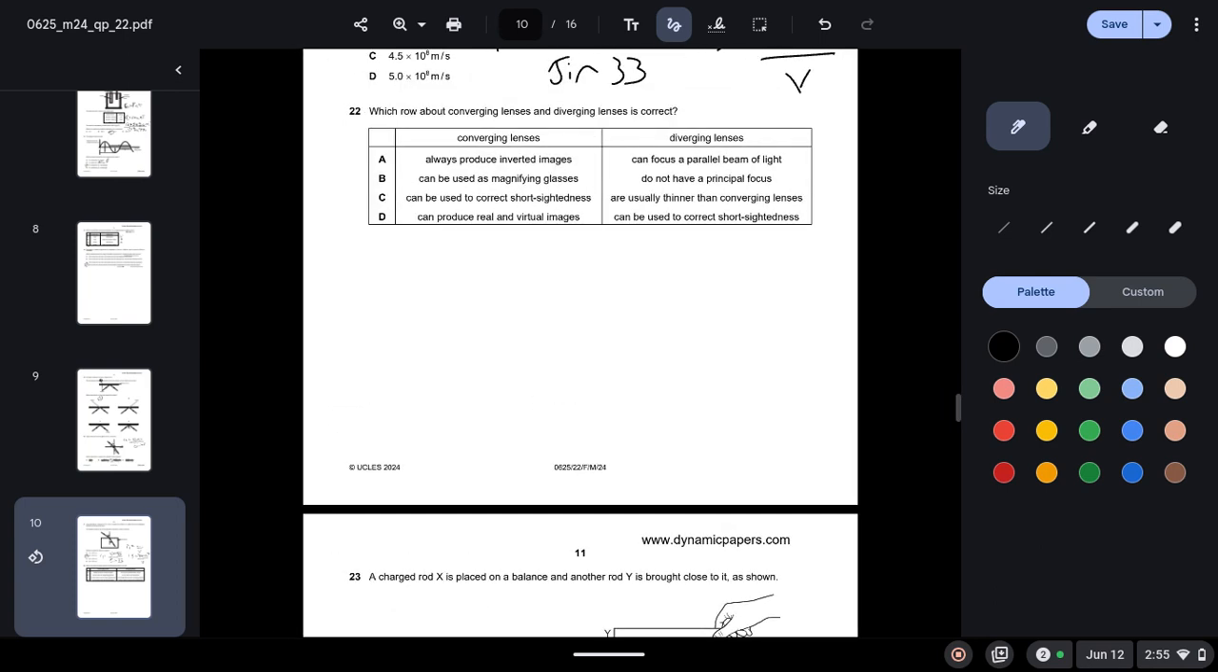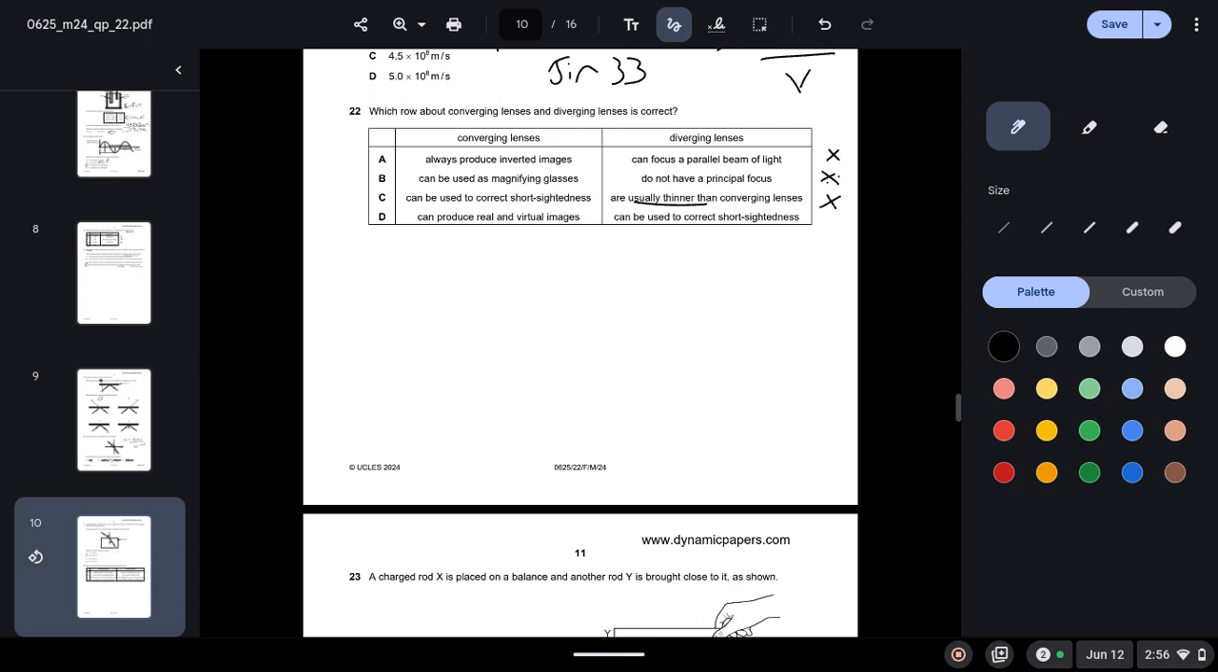22. Which row about converging lenses and diverging lenses is correct? So let's go through all the options. Converging lenses always produce inverted images. Diverging lenses can focus a parallel beam of light. So this is incorrect. Can be used as magnifying lenses. Do not have a principal focus. This is also incorrect. Can be used to correct short-sightedness and are usually thinner than converging lenses. This is the opposite. Converging lenses are usually thinner and diverging lenses can be used to correct short-sightedness.